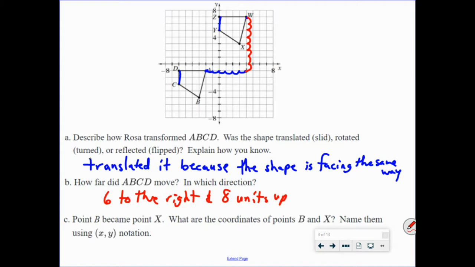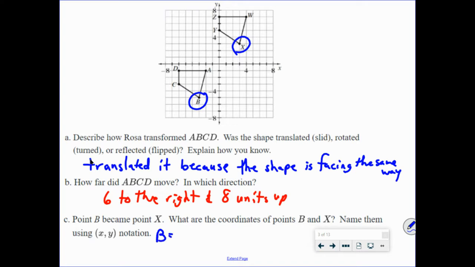Okay? Point B became point X. What are the coordinates of point B and the coordinates of point X? Oh, man. All right. So we're focusing on B and X. So please take a second and please tell me the coordinates of B and the coordinates of X. Got it? Write them down. Go. Okay, so do you have them written down? If not, pause the video.